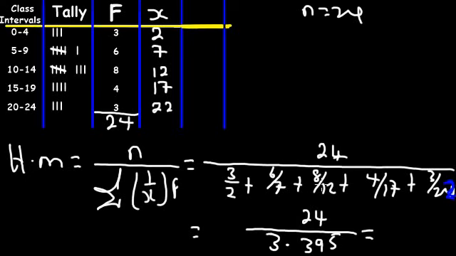Notice that 24 divided by 3.395 gives us 7.069. So that is our final answer. And that's how to find the harmonic mean of group data as well.